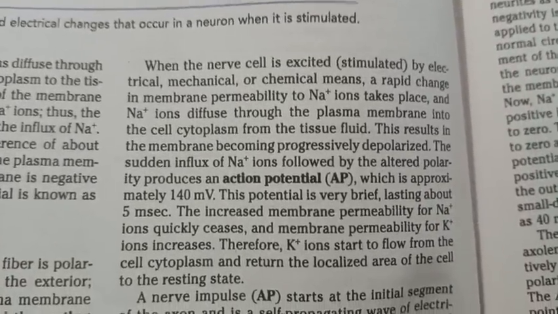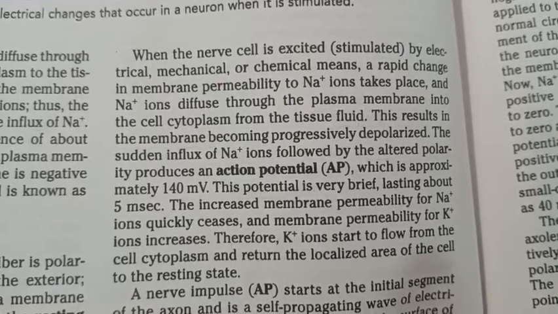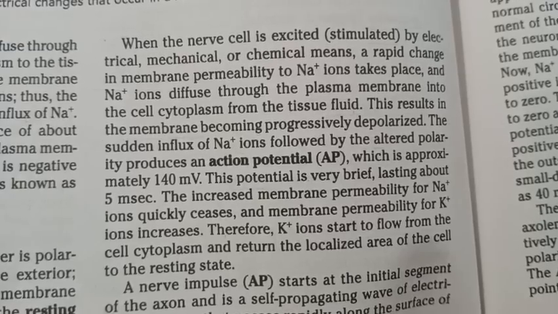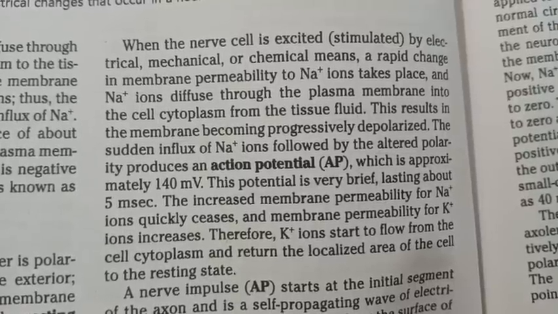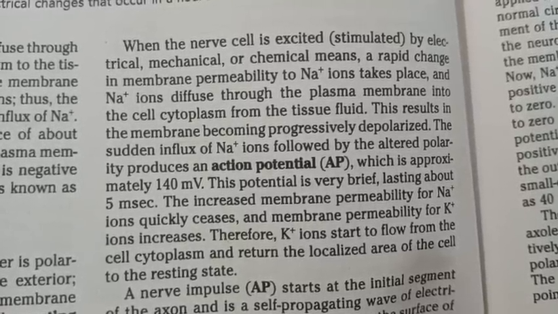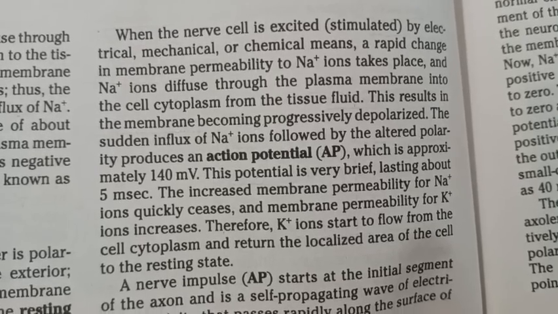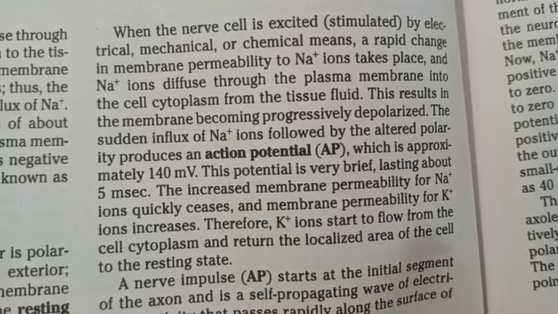When it is excited by electrical, mechanical, or chemical means, a rapid change in the membrane permeability to Na ions takes place, and Na ions diffuse through it into the cell cytoplasm from the tissue fluid. This results in the membrane becoming progressively depolarized.